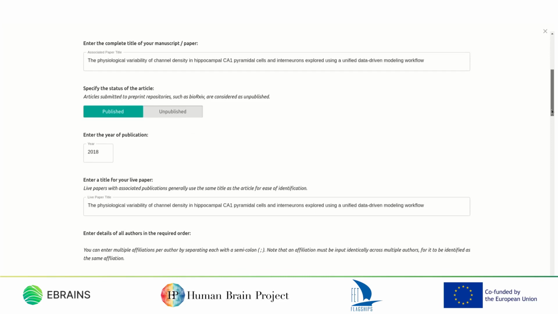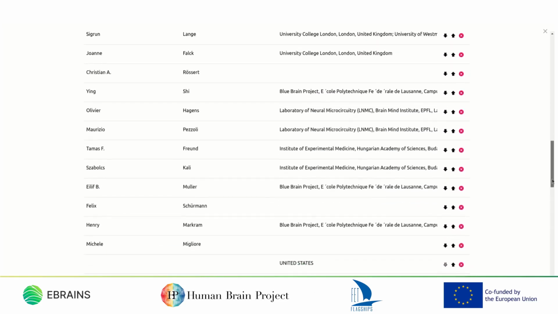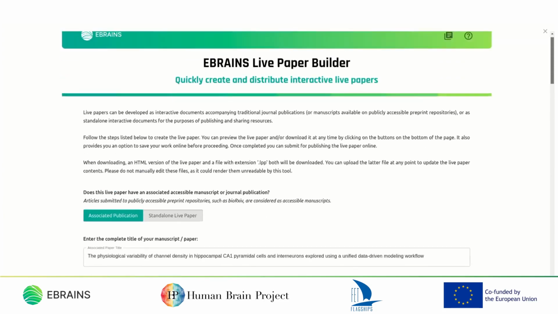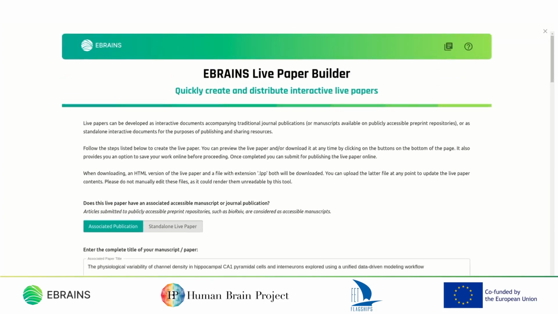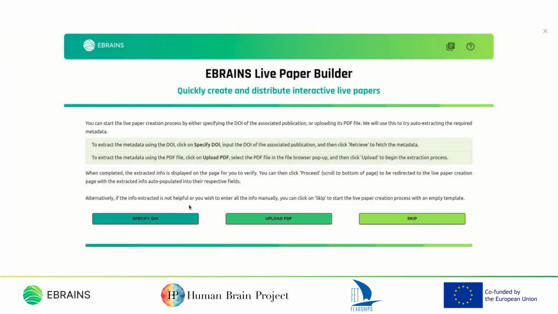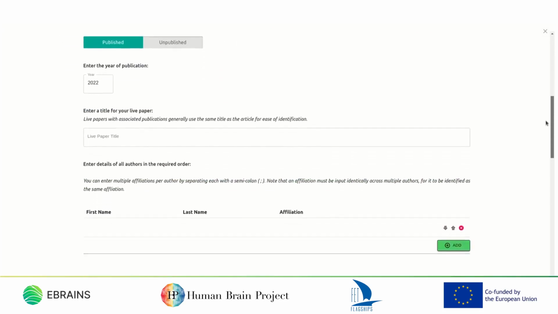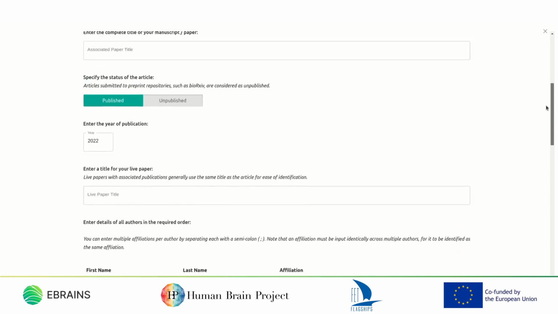We see that the extracted data has been used to auto-populate this page, and now we are free to manually edit and make changes. For this particular tutorial, I would prefer to start from scratch and fill in all the fields manually. To do so, I simply select Skip on this page and arrive at the Live Paper Builder page with none of the information auto-populated.